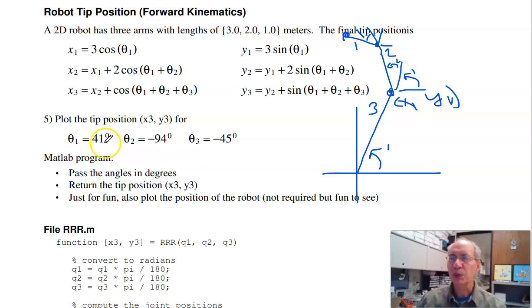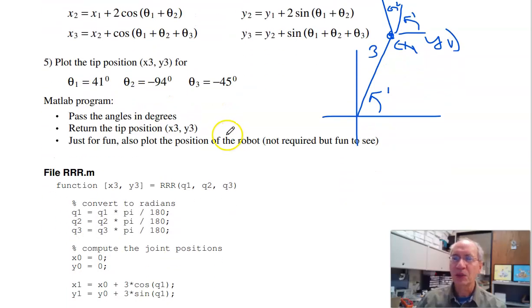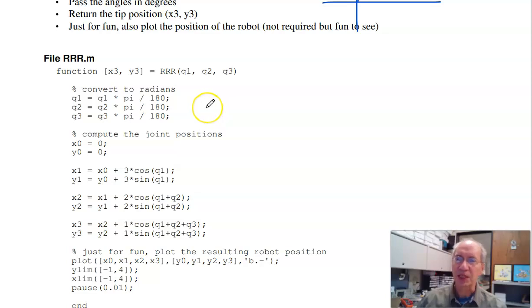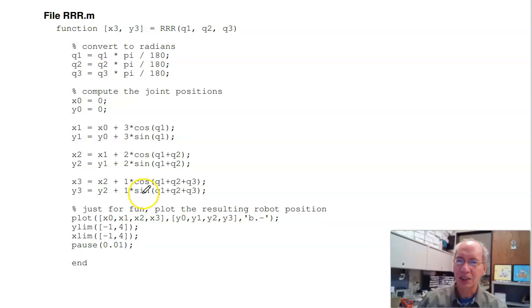So if I want to find out where the robot is at these joint angles, all I really have to do is, well, here's a function in Matlab. With Matlab, I can create functions. I pass it parameters, it returns parameters. So this is a function, that means a subroutine. I'm going to pass these angles, the name of it is RRR. Inside of it, I'll convert the angles to radians, so I can input them in degrees. It uses radians. Here's the base, the first link, the second link, the third link. Not required, but just for fun, let's plot it. And then return x3, y3. So here's how that works.